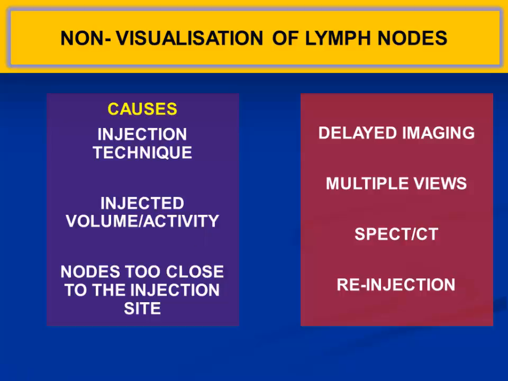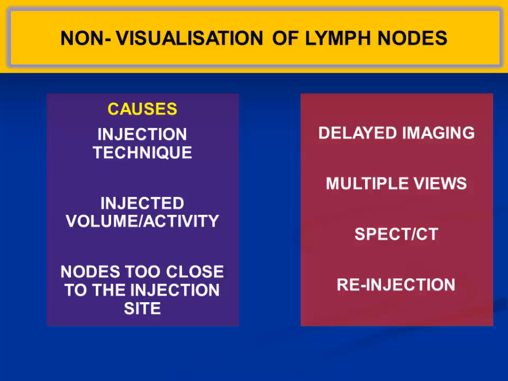And if the nodes are very close to the injection site, then you can't localize them accurately because of the scatter, and because it's so intense, you will miss the nodes very close to the injection site. In those cases, people advocate delayed imaging. In some centers they do up to 3 hours. In some centers, if you don't find it, you can scan up to 24 hours and see whether you get lymph nodes. Multiple views are important, especially if you're injecting breast and other things.